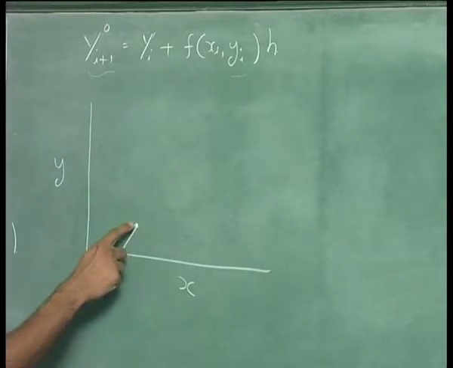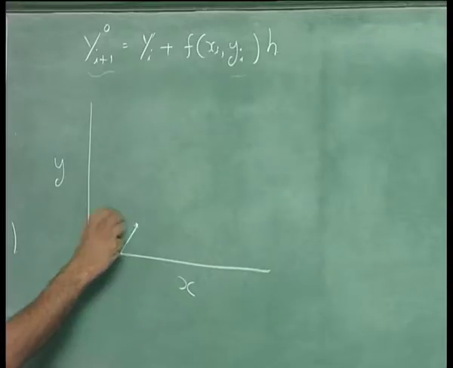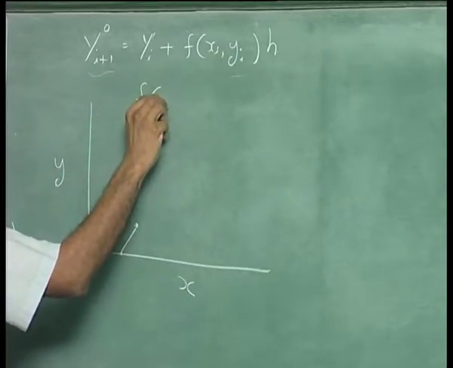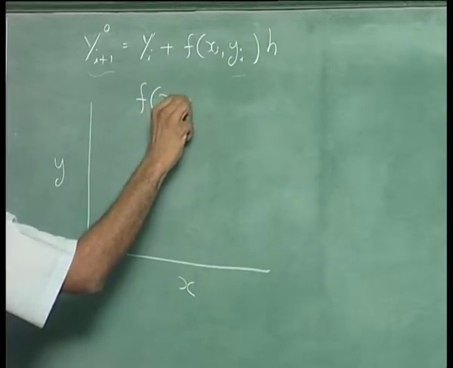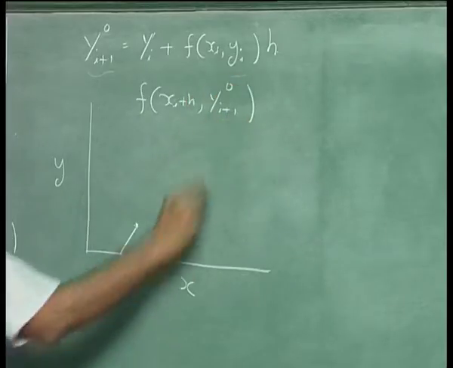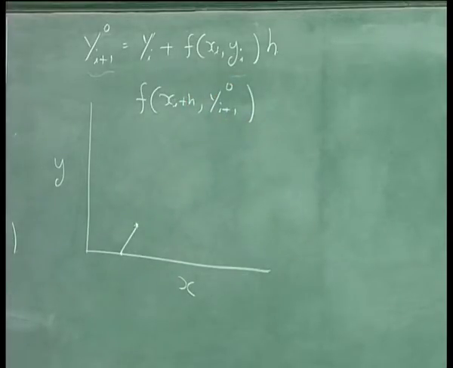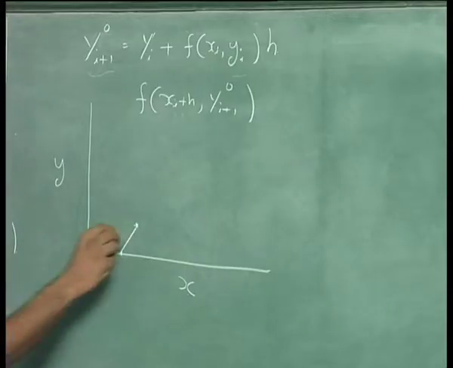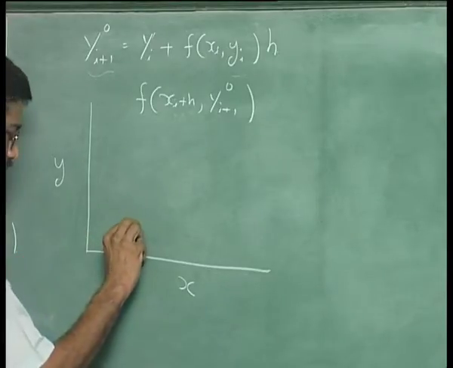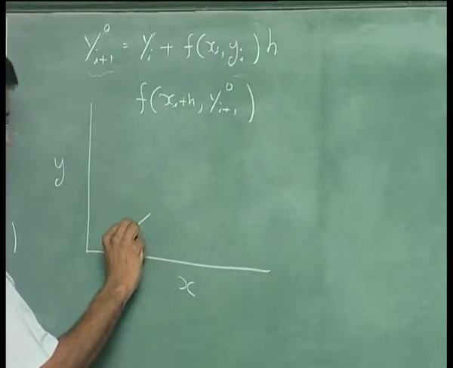And then I evaluate the slope there. So the next step would be to evaluate f at xi plus h, comma yi plus 1 0. I will evaluate it at that point. That's evaluating the slope at this point. And now let's say the slope is somewhat like this. At this point the slope is like that.